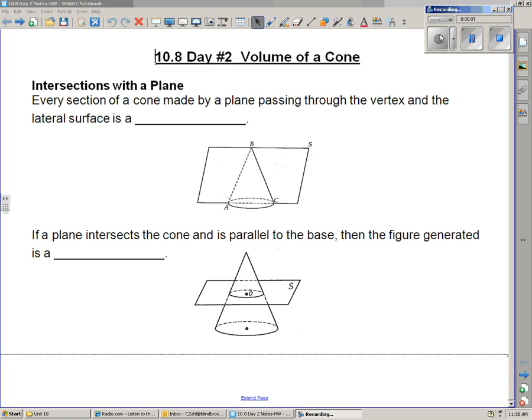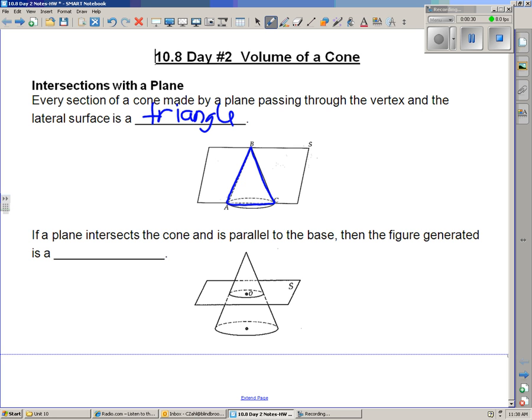Okay, so today's lesson is going to be volumes of cones. And then cones, when they're intersected by planes, a couple things happen. So every section of a cone that's made by a plane that passes through the vertex and the lateral surface area is going to be a triangle. So what they're just saying here is if you were to slice a cone by a plane through that vertex and then open it up, what you're going to see is a triangle.